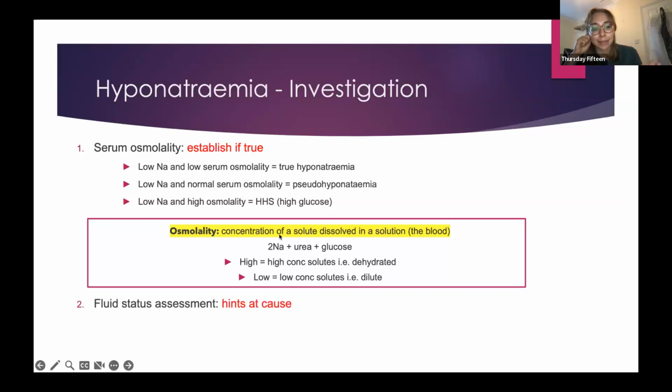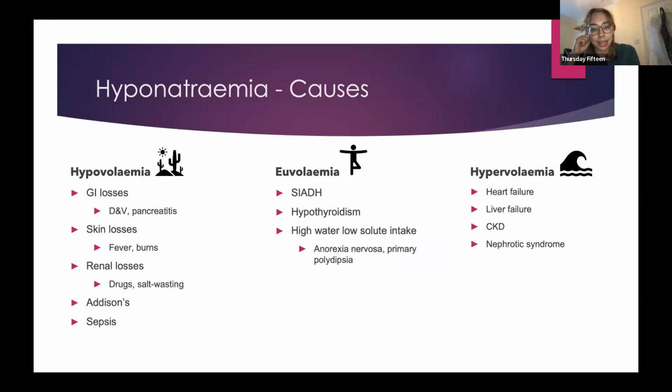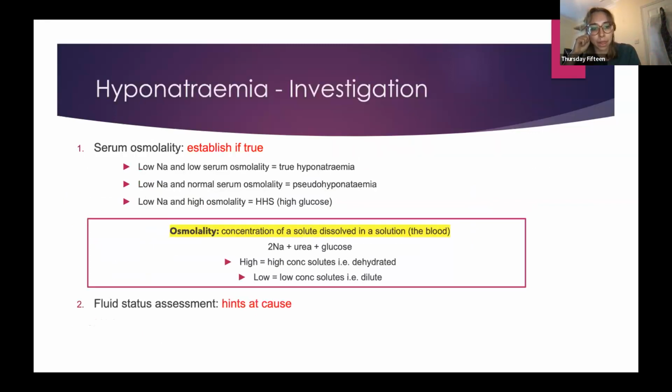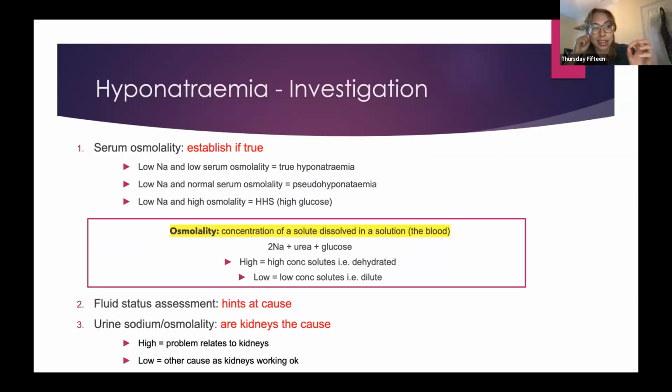And then you move on to assess their fluid status, because that's what's going to hint at the cause. So we go back to this slide. If you assess their fluid status, this gives us an idea of what the cause of the low sodium is. Then you might want to do a urine sodium or a urine osmolality, because that will tell you if the kidneys are implicated in the cause. If the urine sodium and osmolality is high, then you know the problem does relate to the kidneys, because there's inappropriate loss of sodium in the wee when in the body it's low. And if it's low urine sodium and osmolality, you know the kidneys are working correctly because they're trying to retain as much sodium as they can because it's low in the body.